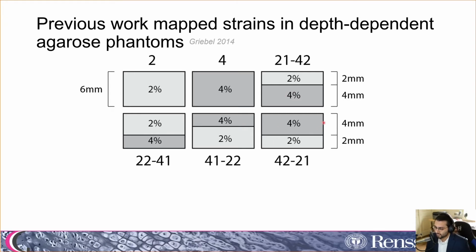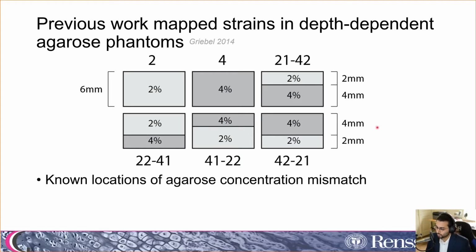The exact thicknesses of these layers have also been varied, which creates depth-dependent structures. This 2% agarose is soft, while the 4% agarose is relatively stiff. So using the known layout of these phantoms, we know where the agarose concentrations don't match among the phantoms.